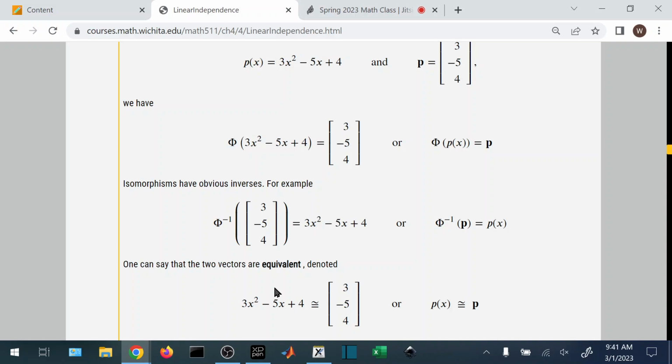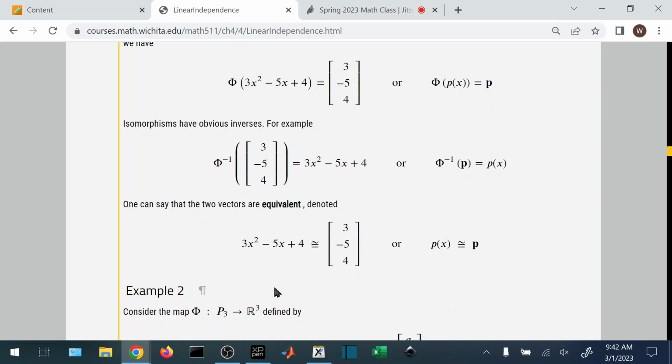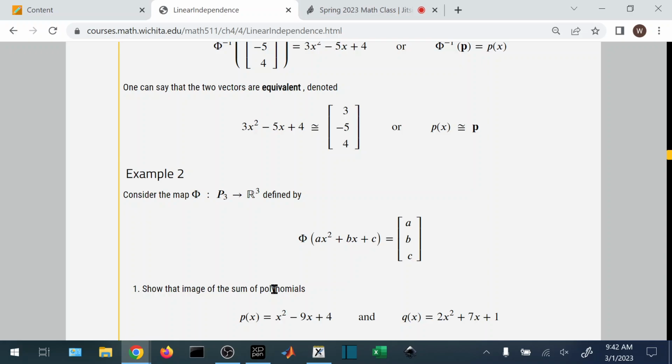And so we say that these two representations, these two elements of two different vector spaces, are isomorphic to each other. And we use that equivalent, which is the equal sign with the tilde over the top of it. Sometimes back in geometry class in high school, we called it conjugate, right? Conjugate to. And we mean the same thing.